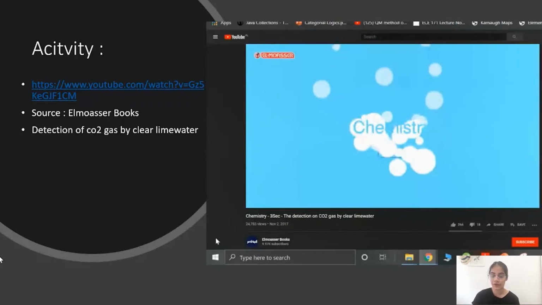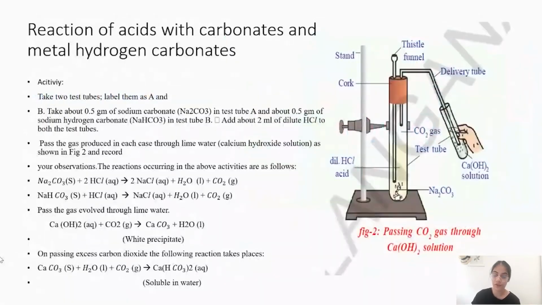It is important to remember these equations. When you pass the CO2 gas that is evolved through calcium hydroxide, a white precipitate of calcium carbonate is formed. If excess gas is passed, this precipitate will disappear as calcium hydrogen carbonate will form, which is soluble in water.